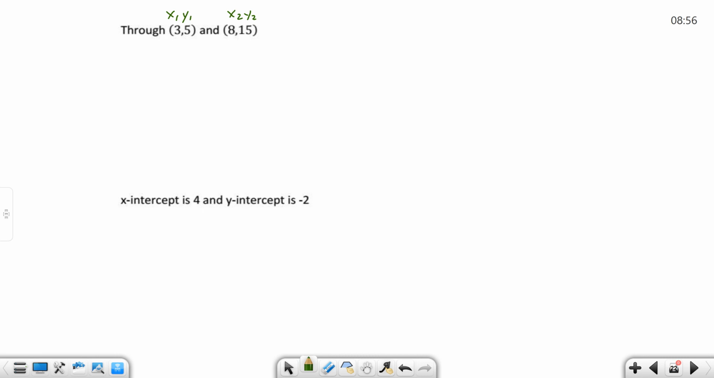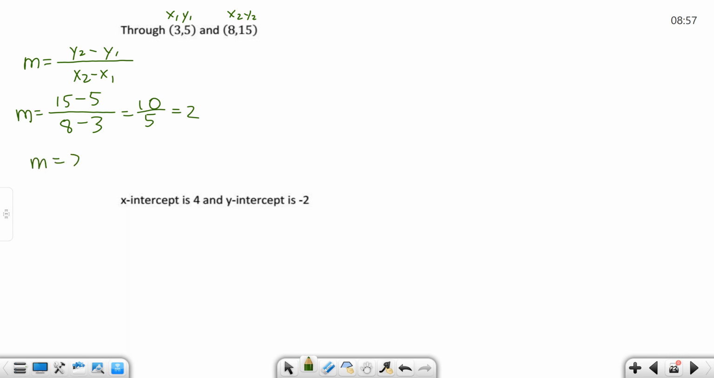All right, and my apologies again if you can't see color. I try to use them, though, to distinguish some things and show some things. So here, we're going to say m equals y2 minus y1 over x2 minus x1. So we're going to find our slope. Slope's going to be 15 minus 5 over 8 minus 3. It's going to be 10 over 5, and it's going to be 2. So the slope is 2.